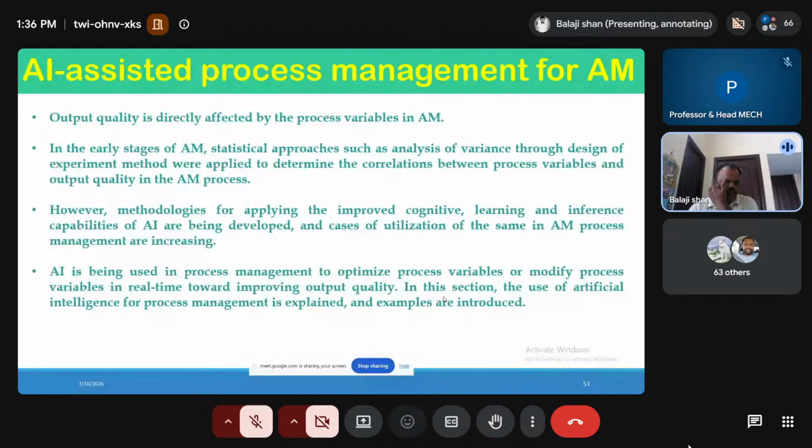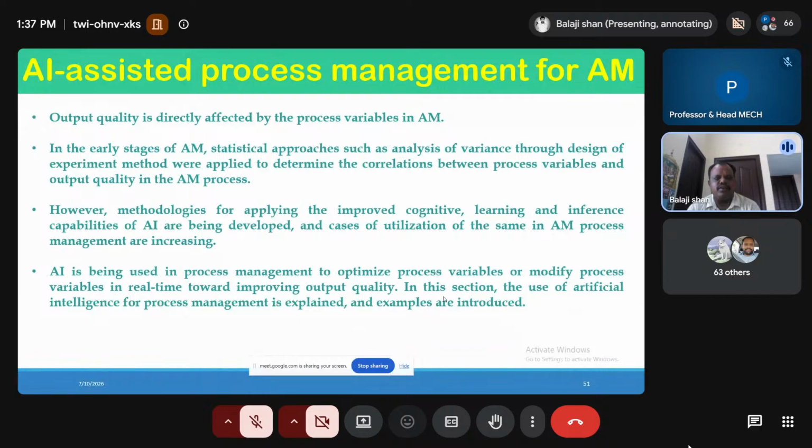And the next one is AI assisted process management for additive manufacturing. The output quality is directly affected by the process variables in additive manufacturing. If the print bed temperature is not suitable, the entire product is waste. If the nozzle temperature is not adapted for the material, the entire output is waste. If the environment is not suitable for the manufacturing, the entire product is waste. So output quality is directly affected by the process variables in additive manufacturing.